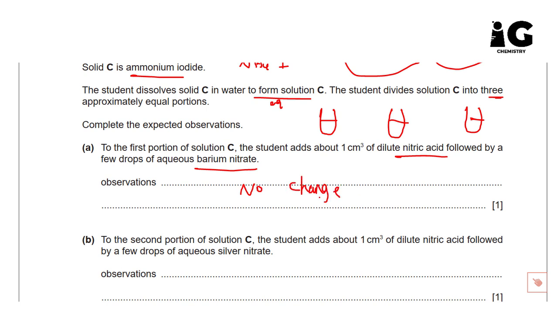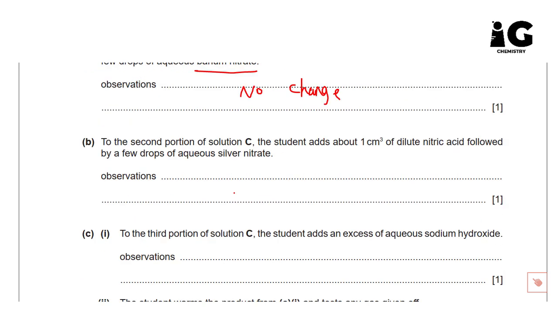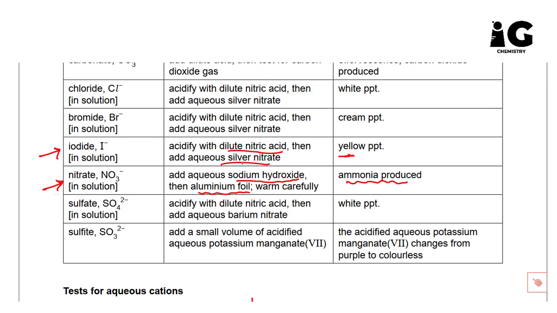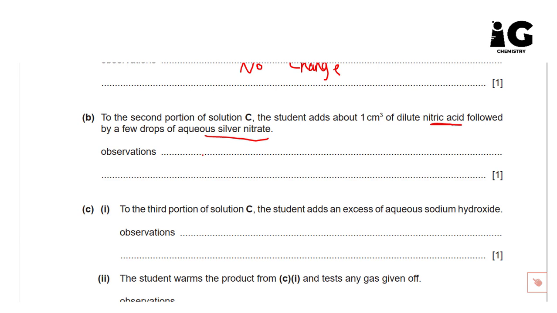So again, you need to learn how to use the tables of tests, which are already given in your paper. Letter B, to the second portion of solution C, the student adds about 1 centimeter of dilute nitric acid, followed by drops of aqueous silver nitrate. Look, dilute nitric acid, silver nitrate. This is a typical test, so the positive result is a yellow precipitate. So now we say a yellow precipitate is formed.